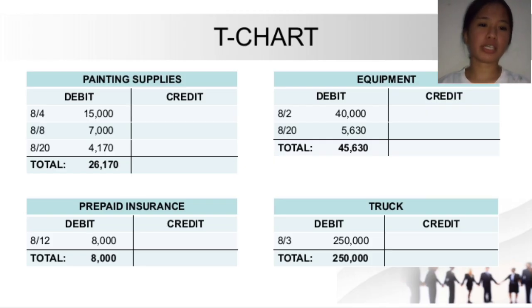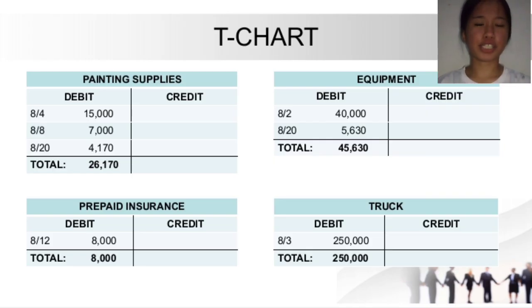Then, on August 20, there's another debit entry amounting to 5,630 pesos. This shows a second acquisition, perhaps an additional piece of equipment later in the month. If we total both entries, the company's total equipment investment for August is 45,630 pesos. There are no credit entries, which means there were no disposals or deductions in the equipment account during the period.